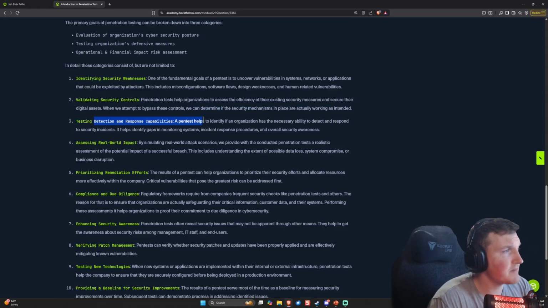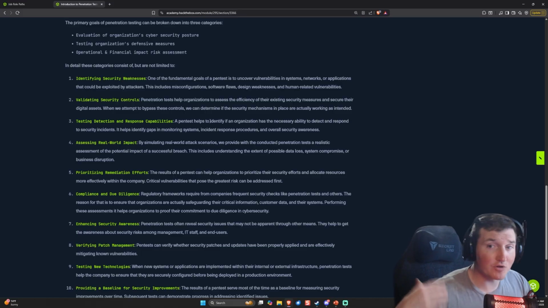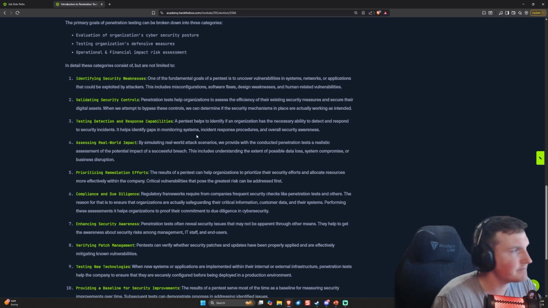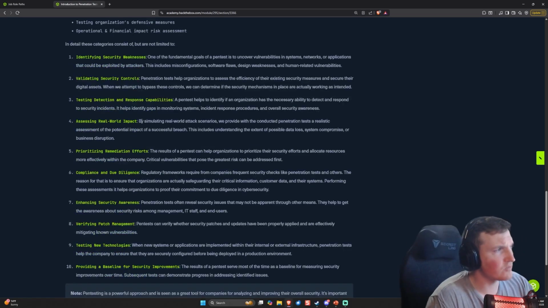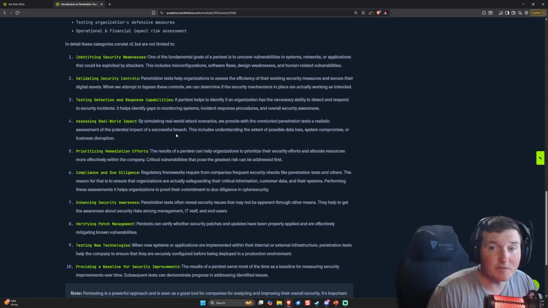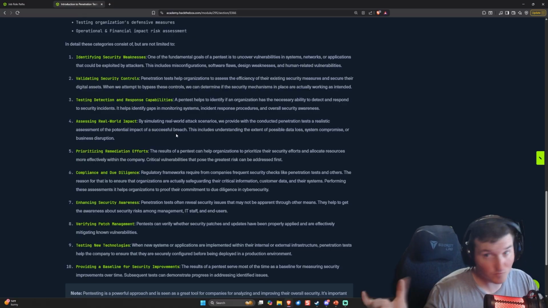Testing detection and response capabilities. So maybe I'm doing a pen test, but I'm not telling my blue team, and I'm trying to see how they respond and see if they actually know how to stop an attack, right? Assessing real-world impact by simulating real-world scenarios, right? A lot of times this is what you see in red team engagements, where they say, hey, here's a real live attack that happened, simulate it in your environment.